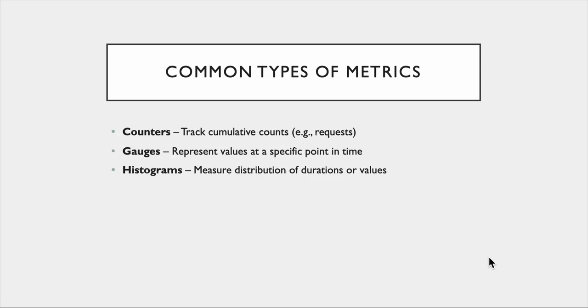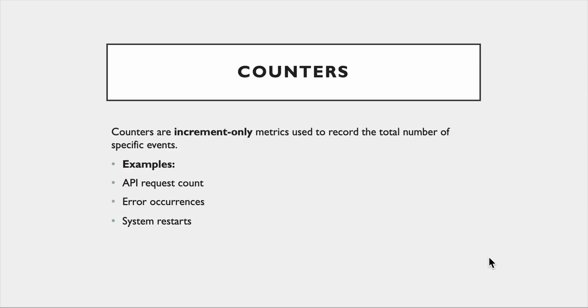Most modern systems expose a range of default, out-of-the-box metrics, but custom metrics can also be defined to meet specific business or application needs, depending on the observability platform you use. The most common metric types are counters, gauges, and histograms, each serving a distinct purpose.